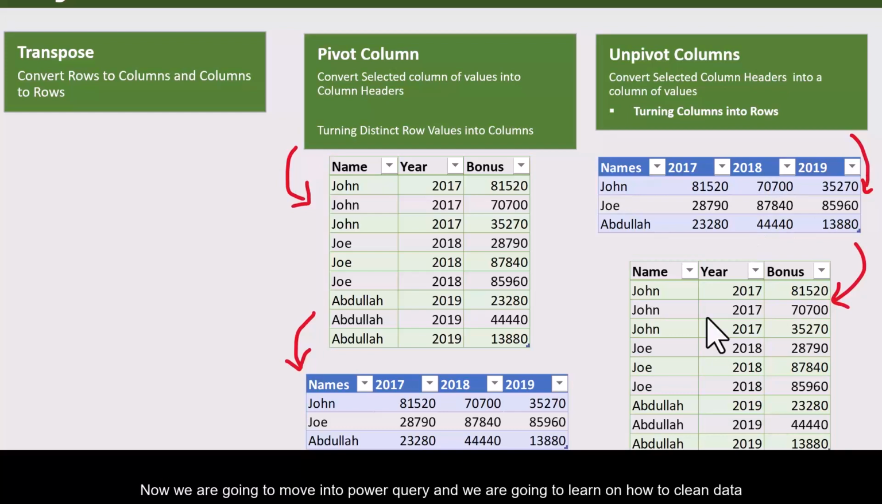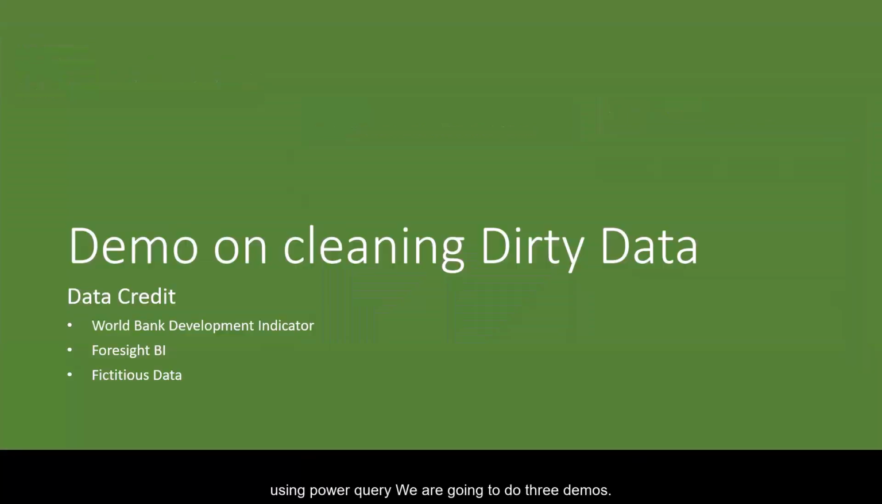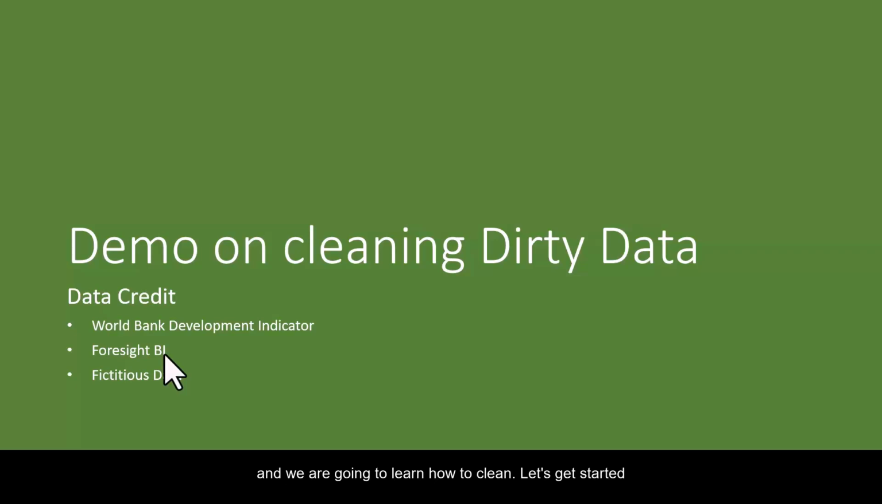Now we are going to move into Power Query and learn how to clean dirty data using Power Query. We are going to do 3 demos. One of our data comes from the World Bank Development Indicators. We also have another data that comes from Foresight BI. Foresight BI has published some dirty data on their website, which people can download and use to practice. One of those datasets, we are going to clean in this video. And there is also another fictitious data which I worked on, and we are going to learn how to clean. Let's get started.